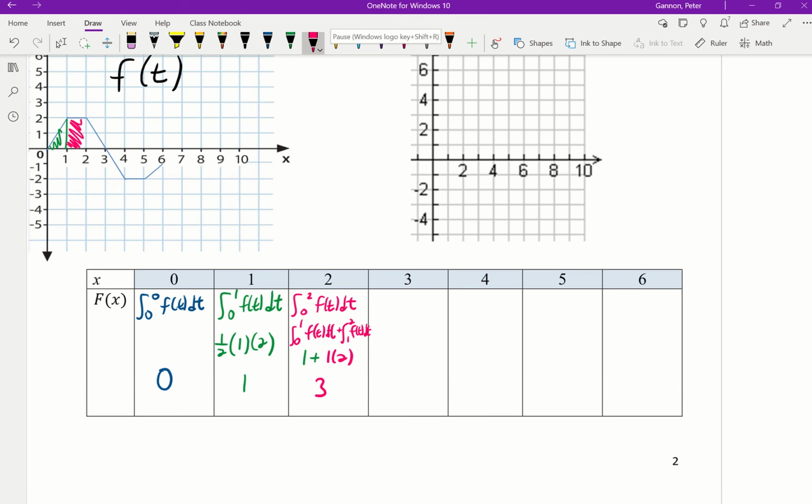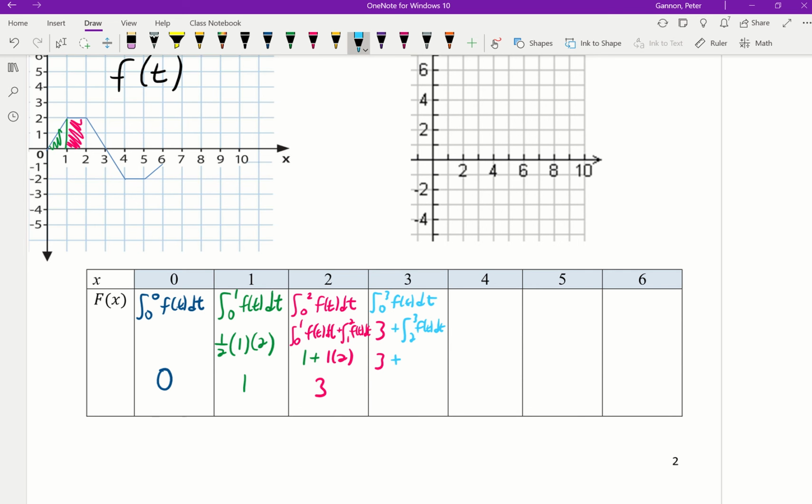All right. So now if you take a look at the next one, we want the integral from 0 to 3 of f of t dt. So we already know the integral from 0 to 2 is 3. So what we can do is we can call this 3 plus the integral from 2 to 3 of f of t dt. All right, and hopefully you guys are starting to see the pattern and get the picture here.